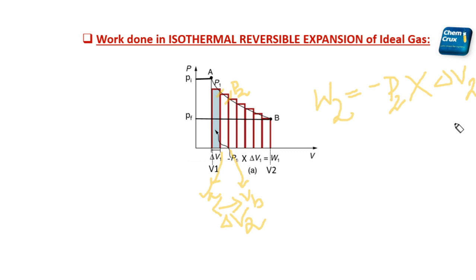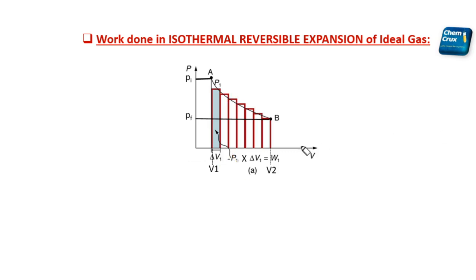Correct? Now similarly, we can find out the work done for each of these small steps, right? For all the 7 steps, we can find out the work done in a similar manner. So what can we understand from this? That the net work done will be the summation of all the minus P delta V values for all the small steps, right?